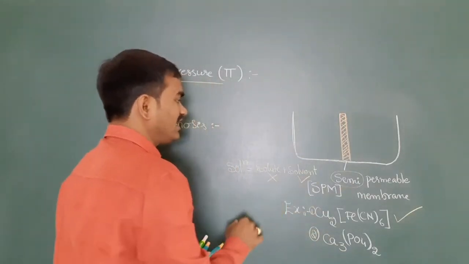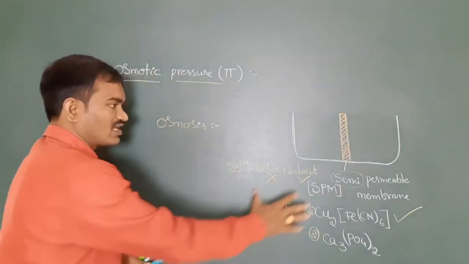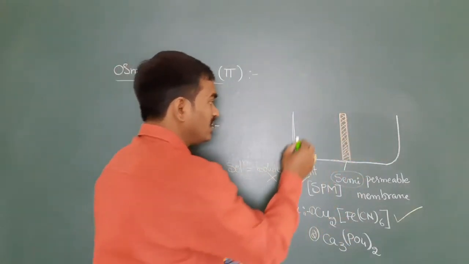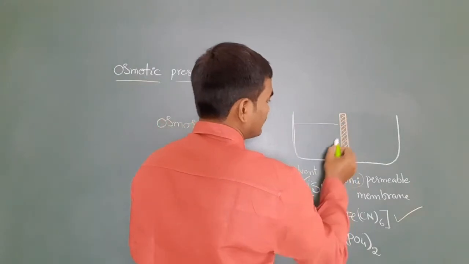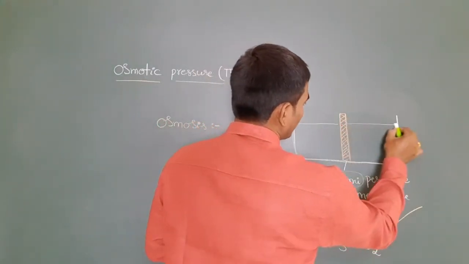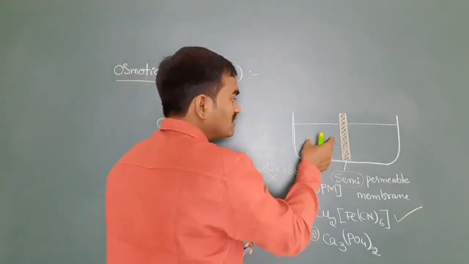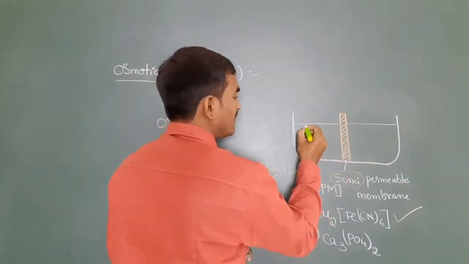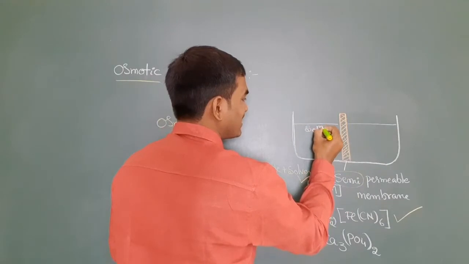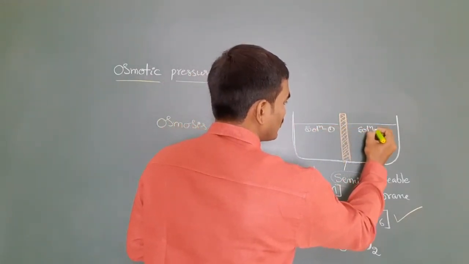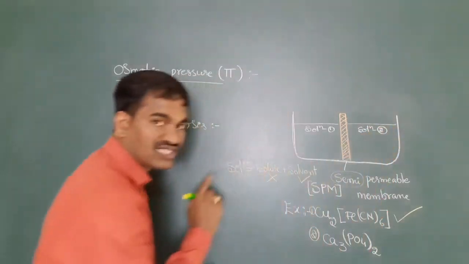Now coming to osmosis. Okay, this part is completed. Now we have to come to this one. Here we are taking solutions: one solution here and one solution here. Two different solutions, don't think about the same. So I am taking this one as solution 1 and this one as solution 2. Two solutions I am taking here.